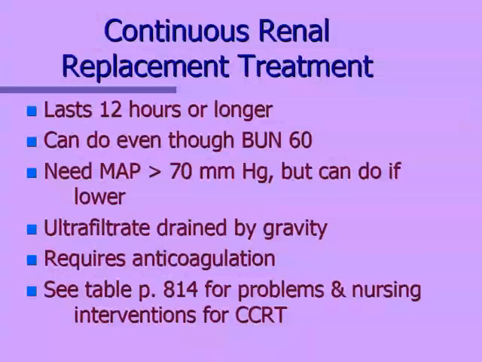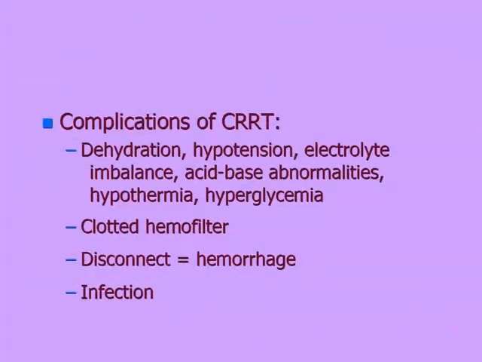Complications of continuous renal replacement therapy: dehydration, hypotension, electrolyte imbalance, acid-base abnormalities, hypothermia, hyperglycemia, and as I said, that's on page 814, a table that also includes the nursing management. You can also have a clotted hemofilter. If it disconnects, you can hemorrhage. There's a box on page 815 that you'll want to look at also. Infection's always a possibility.